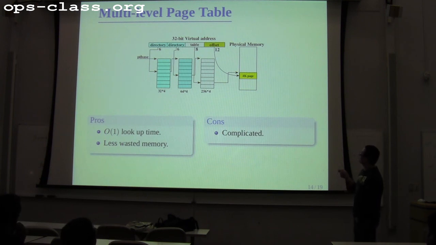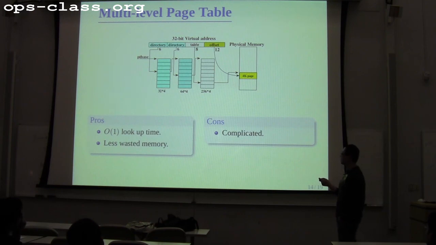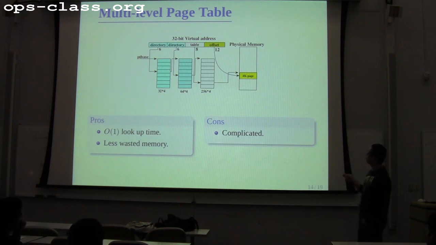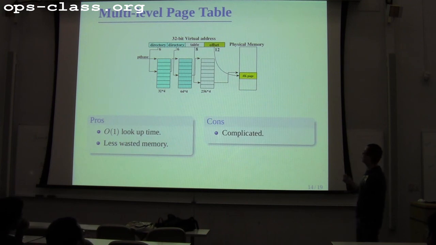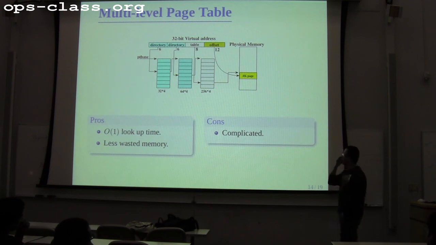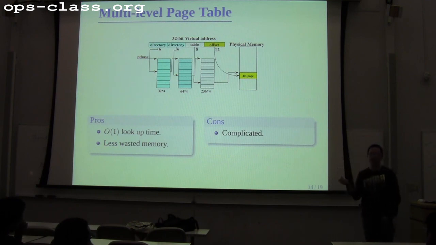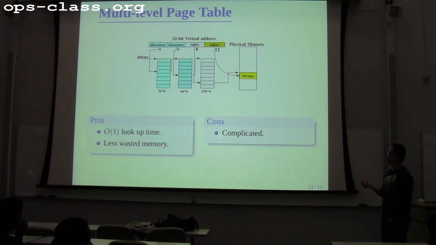So you can further divide this virtual address into different regions and use different bits to index the page table and finally get the mapping. So it can still provide constant lookup time and less wasted memory because each page table size is reduced. Okay, but the drawback is obvious. It's quite complicated to implement. It's totally up to you again to choose the design option.